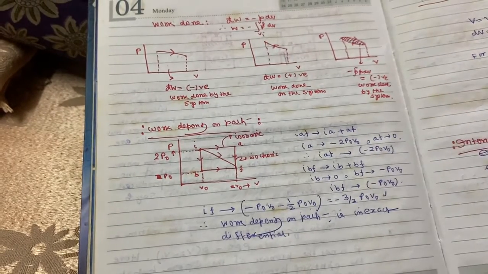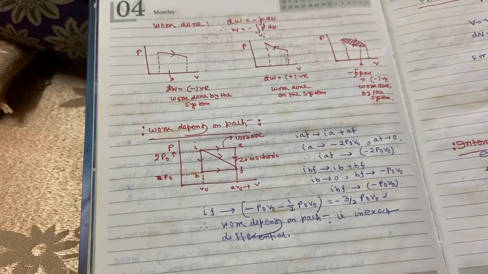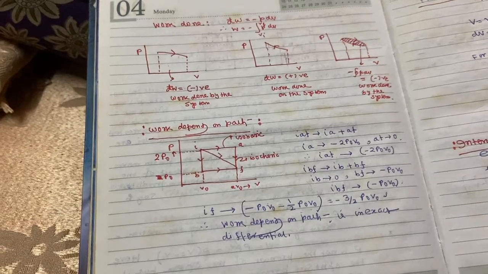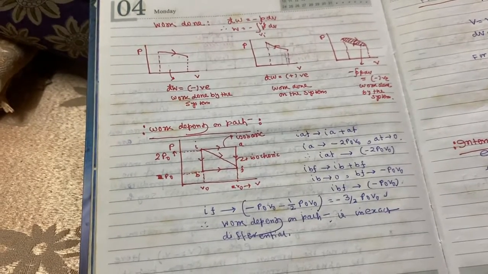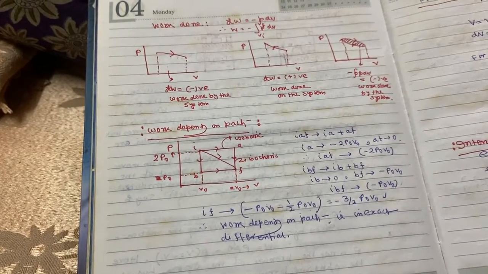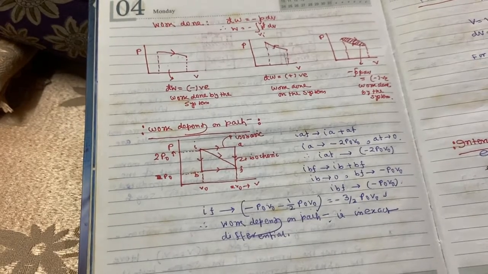Just follow this maths carefully and minutely. So, what are we getting? We are going from I to F in different paths, from IA path, IBF path. What are we getting?